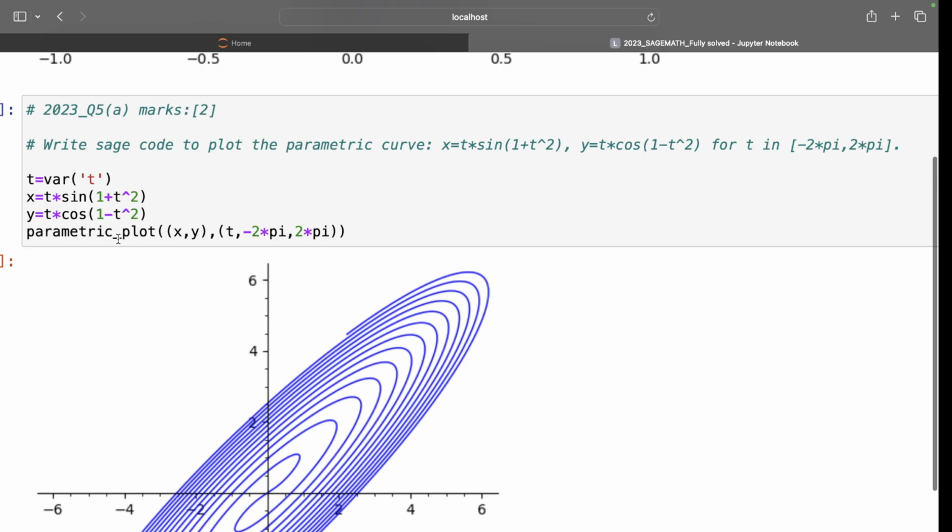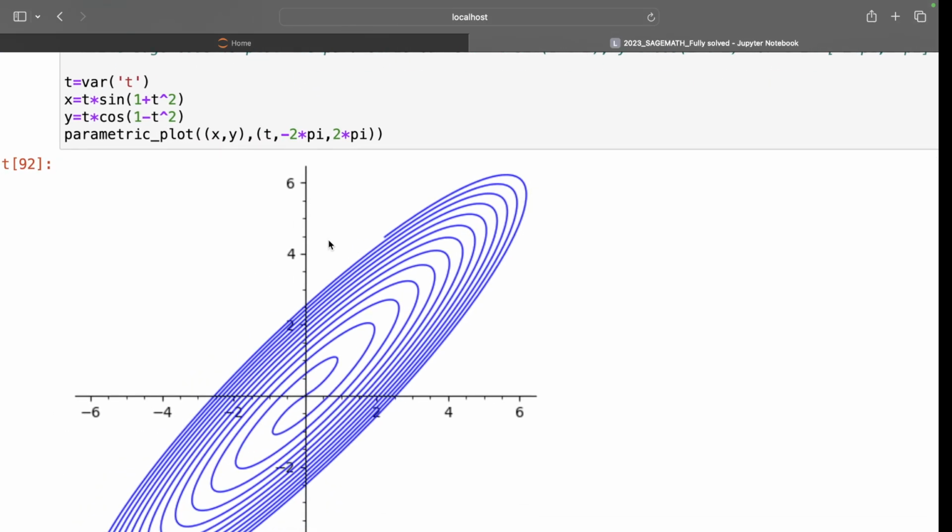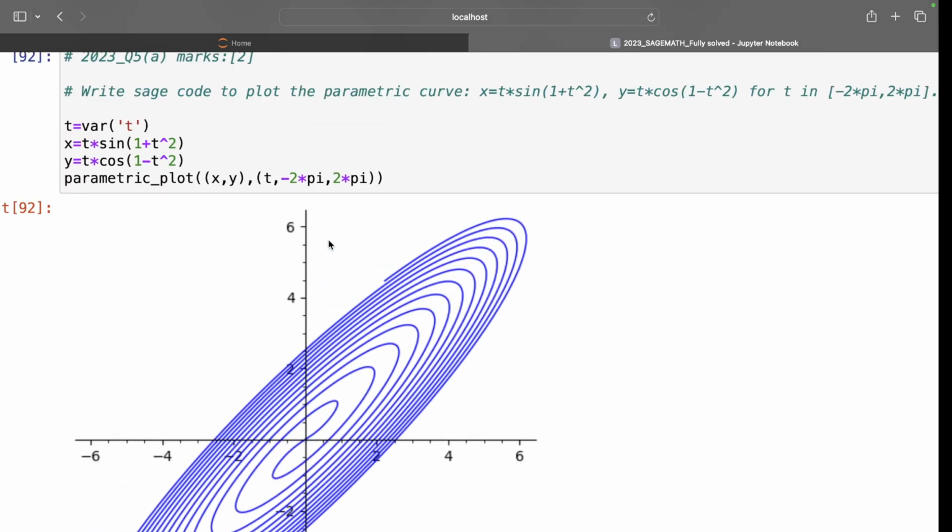Parametric plot, parametric underscore plot. This is the inbuilt function in Sage. First bracket x comma y, first bracket, comma, range of parameter t, comma -2 star pi comma 2 star pi. Then we get this picture.